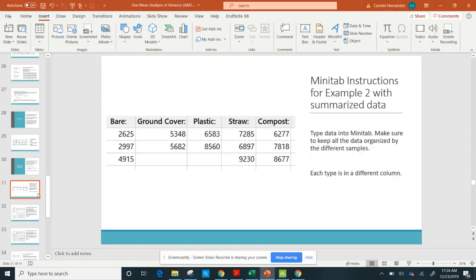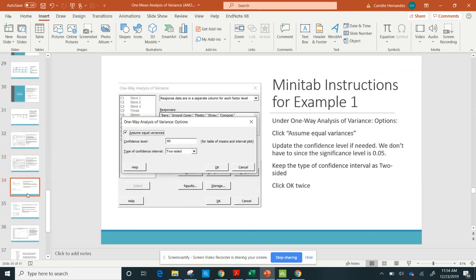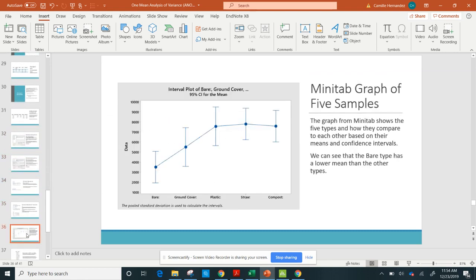Let me go to the PowerPoint where you can see it better. And again, I have all the instructions here in the PowerPoint to help you if you get confused. All right, let's look at this graph. Well, bare didn't give me as good of yields as compost, straw, and plastic. Even ground cover didn't give me as good as the others. So I'm thinking that, hey, something might be going on here. Even though you have that hunch, you still need to test it to see if there's a significant difference. Because sometimes it'll look significant, but it's not.